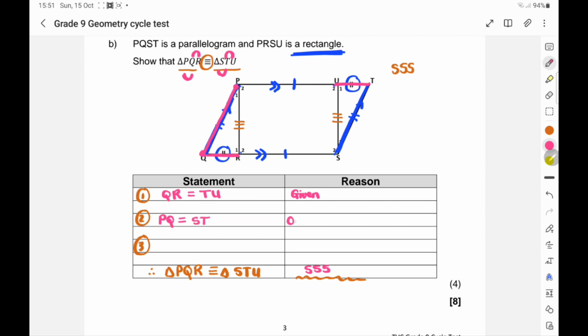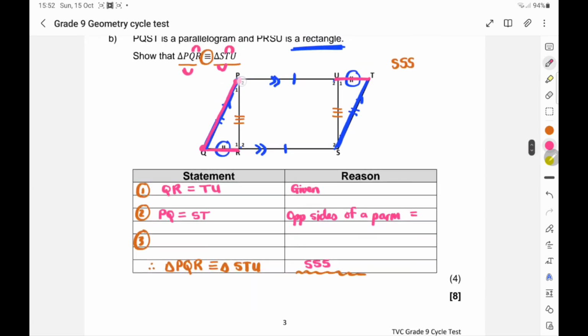And now the reason is the opposite sides of a parallelogram are equal. Okay, and then the third one is this PR. So PR, first and last. PR is equal to SU, first and last, because opposite sides of a square, sorry, not a square, they told me it's a rectangle, sorry, of a rectangle are equal. Okay, that's easy peasy mark.